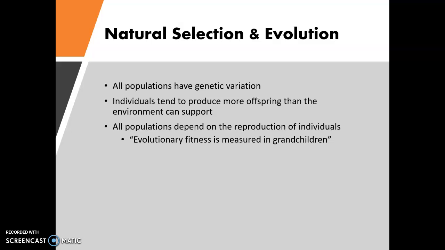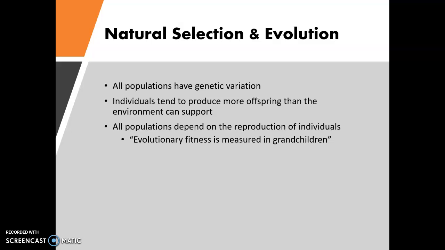All populations are going to have a certain degree of genetic variation. Individuals tend to produce more offspring than the environment can support. If you remember back when we were talking about the ecology unit, we talked about limiting factors and carrying capacities. There is a certain number of individuals that a particular environment can support, and if we stray above that, then we're going to have mass consequences to get us back down to that carrying capacity.